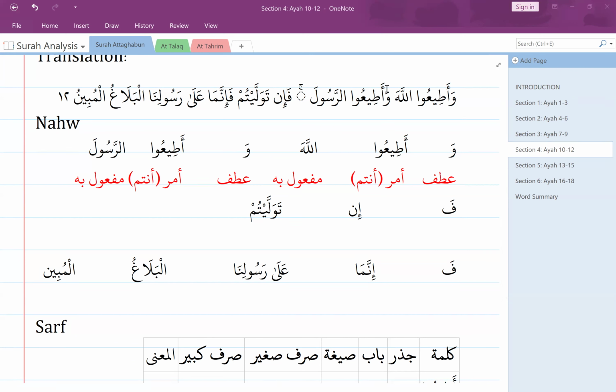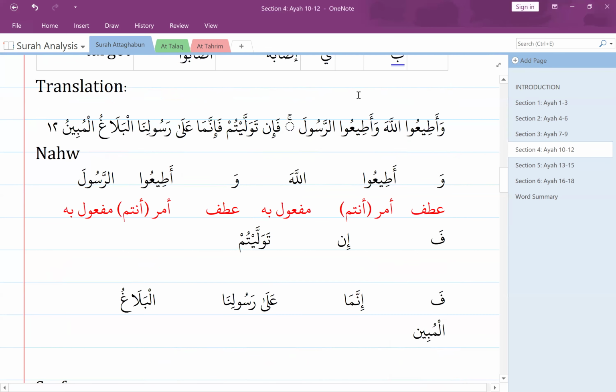Now let's ask ourselves. If it is fa ar-rabita, it has to come with a jumla shartiya. Is it coming with a jumla shartiya before? Here, أطيعوا الله وأطيعوا الرسول. No, this is amr. This is not shart. So it cannot be fa ar-rabita.